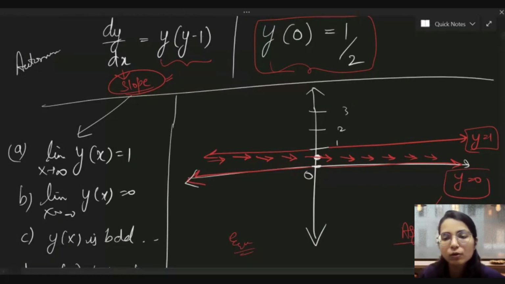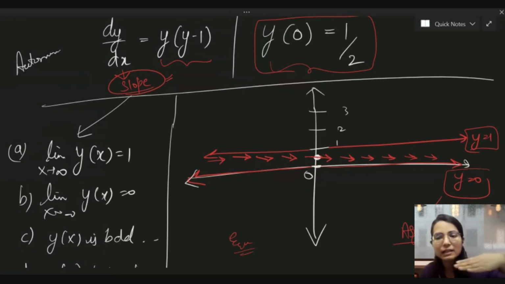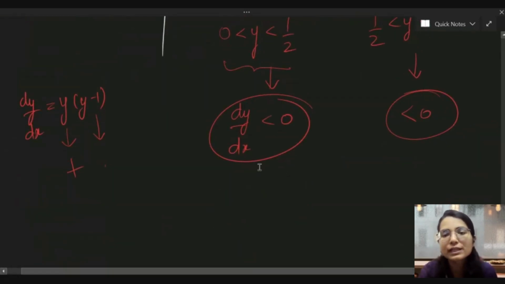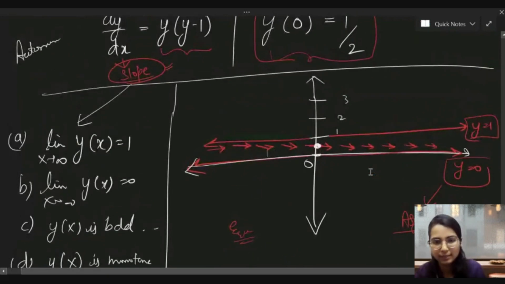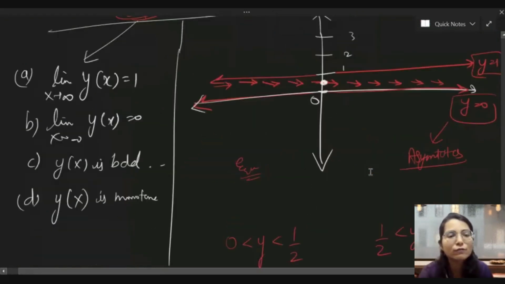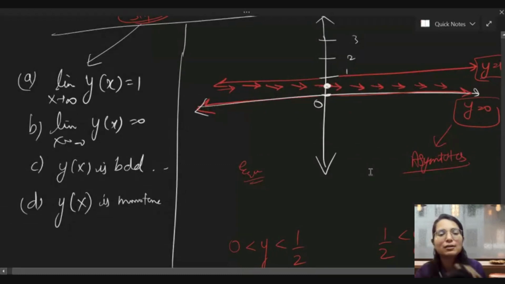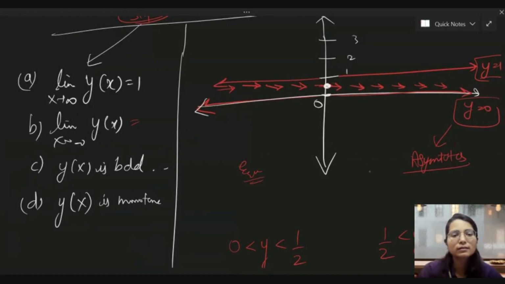You might have heard of this word: once a curve runs parallel to some line and does not touch it, that particular straight line is called the asymptote for that curve. I don't know exactly what the solution curve looks like, but I know one thing: my solution curve passes through (0, 1 by 2), and it strictly decreases because the dy by dx sign is strictly less than 0 between 0 and 1. That is something I'm clear about. Now, if I look at the options, which options will be correct?